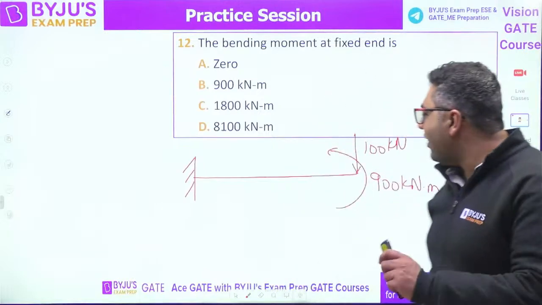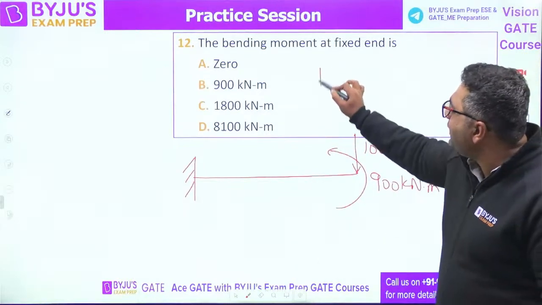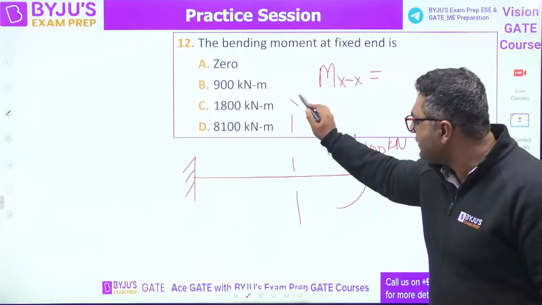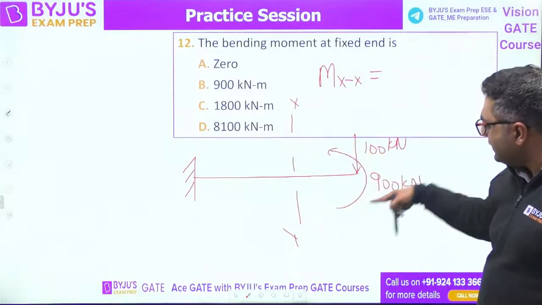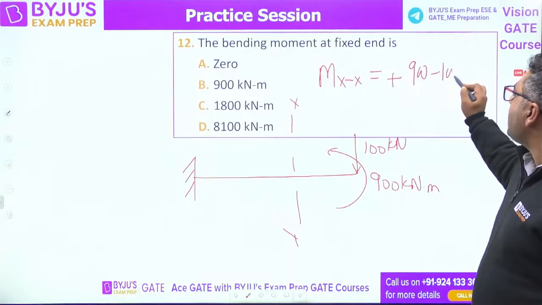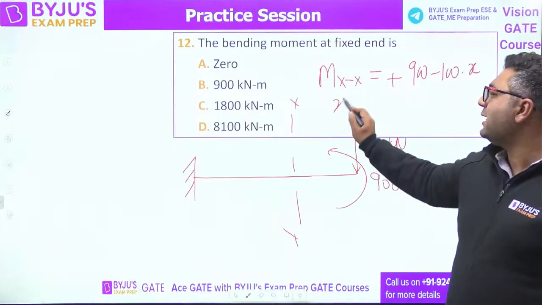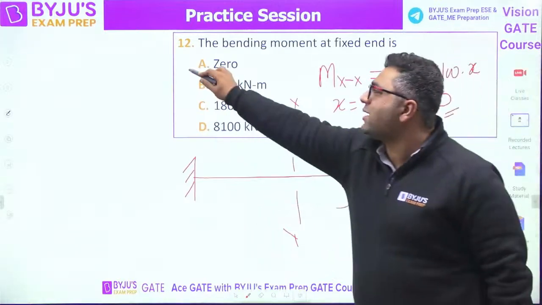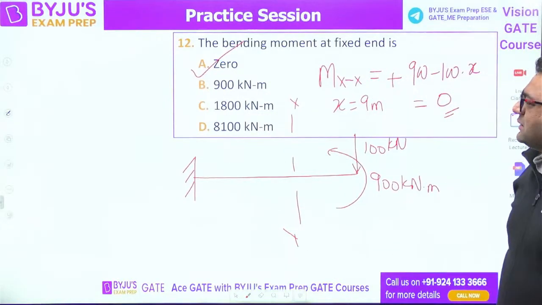If you would be finding out this bending moment, you know that the bending moment at a section XX, how we can write it? This is XX. You can see to the right hand side, this is sagging. So plus 900 minus 100 into X. They are asking at X equals 9 meter. The answer will be coming out to be 0. So 0 is the right answer. That is correct. But what is the second option?